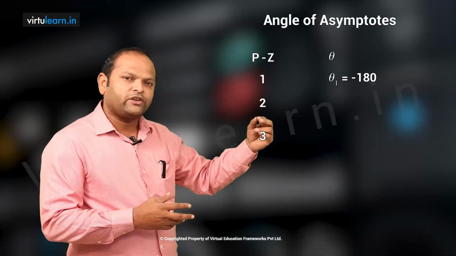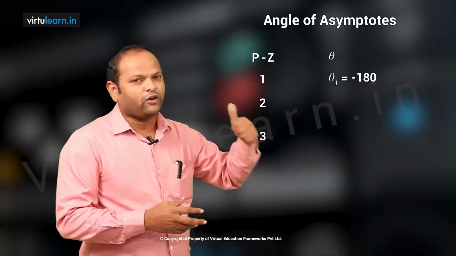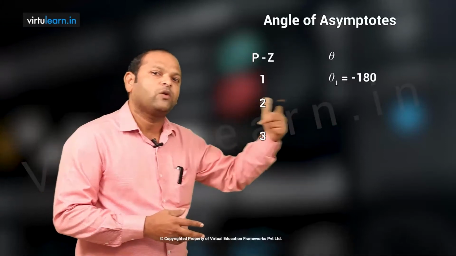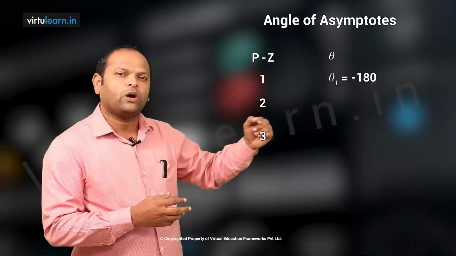So 0 we need to substitute if P minus Z is 1. That means if you want one value, q is 0. If you want two values, then q must be 1. So that way we need to substitute q. Q starts from 0, 1, 2, 3, 4.